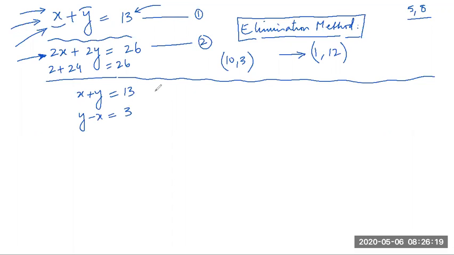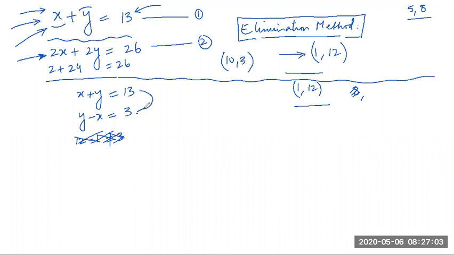Now give me some solution of the first equation. Let's take 8 and 5. Let's take some other solution, let's say 1 and 12. 1 and 12 is a solution of the first equation, but it is not a solution of the second equation. X is 1, y is 12, and 12 minus 1 is not equal to 3. So we want to find the common solution of both these.